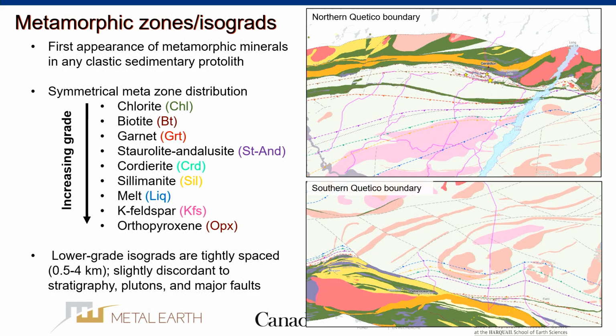The lower grade isograds are very tightly spaced, which gives pretty unrealistic gradients, so you would probably have to do something to tighten those in a later process. In the center of the Quetico, though, the isograds become much more spaced out. And they all appear to be at least slightly discordant to the main stratigraphy. So these volcanic margins here, you can see that they kind of leisurely cross those boundaries. And then plutons and major faults are also a bit discordant to those.